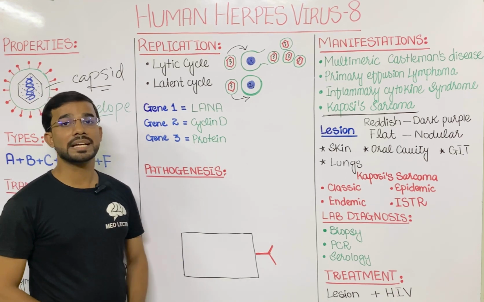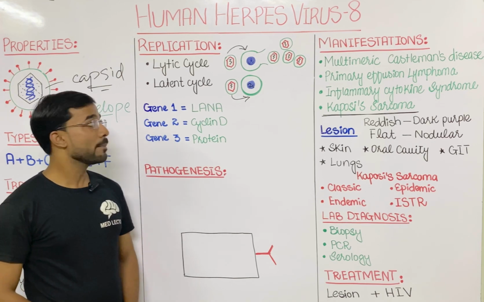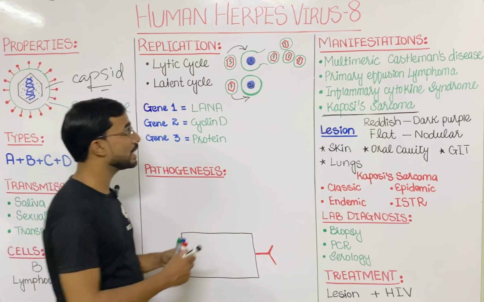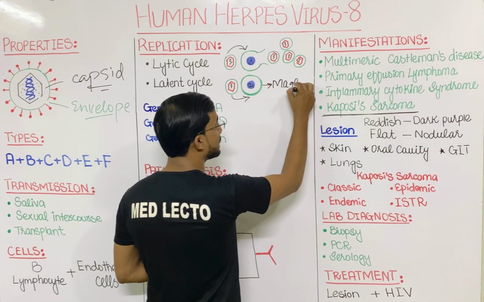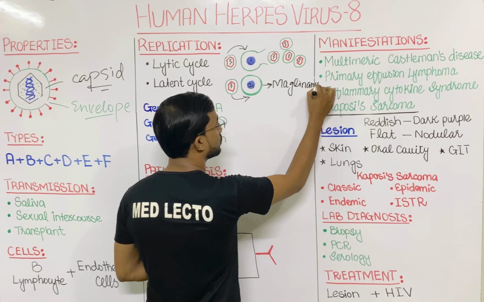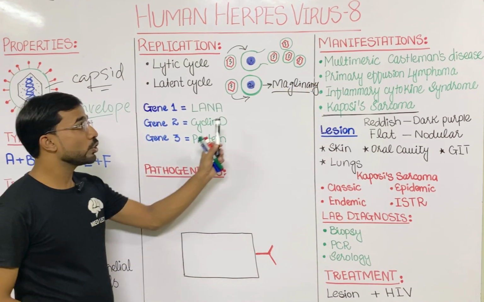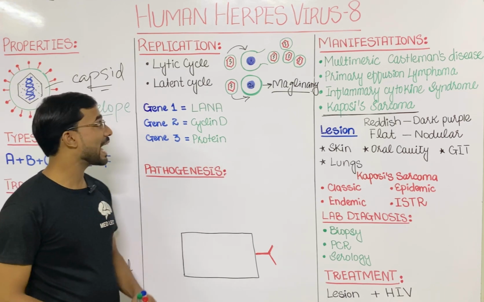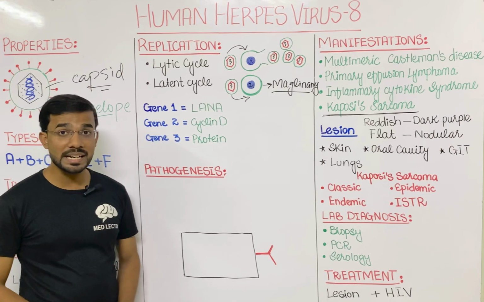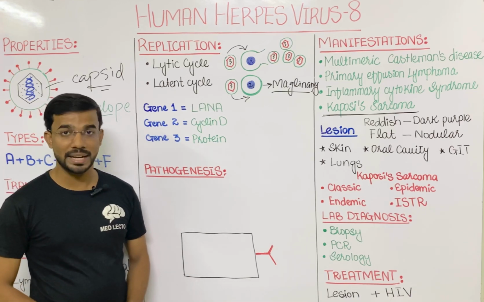But the latent cycle is more dangerous as compared to the lytic cycle, because in the latent cycle the cell can convert into a malignancy. So that is the important thing. You will see the three most important processes that actually happen in the latent cycle, and as a result the normal cell converts into the malignant cell.